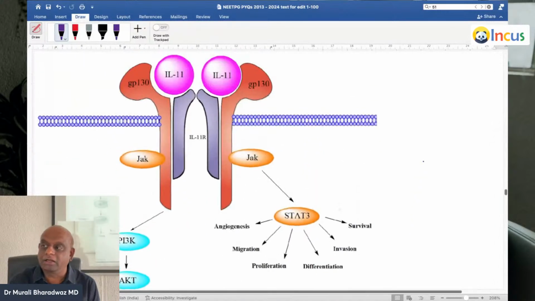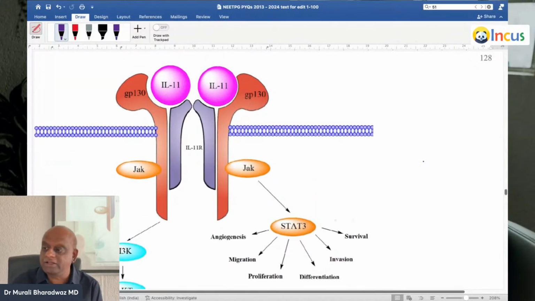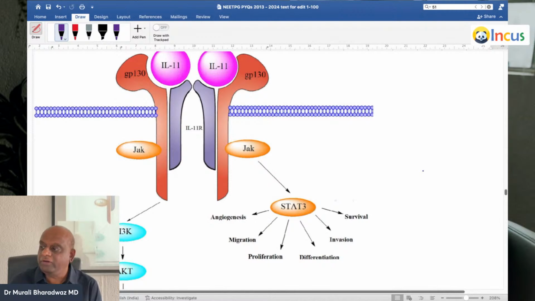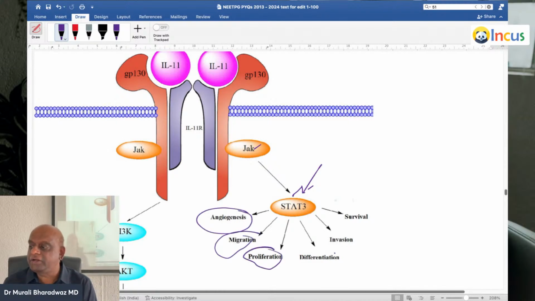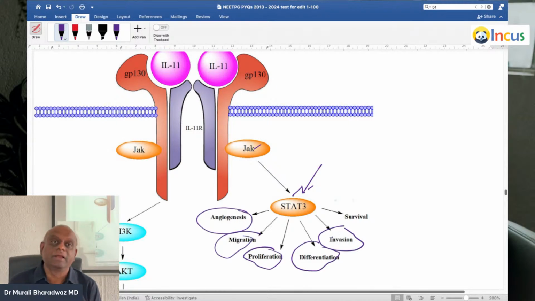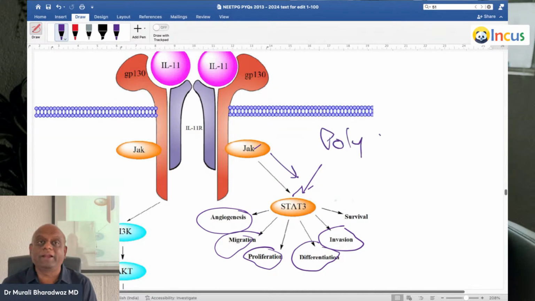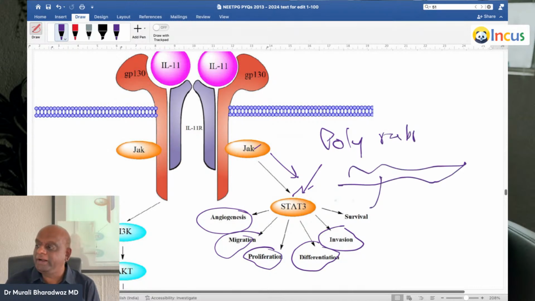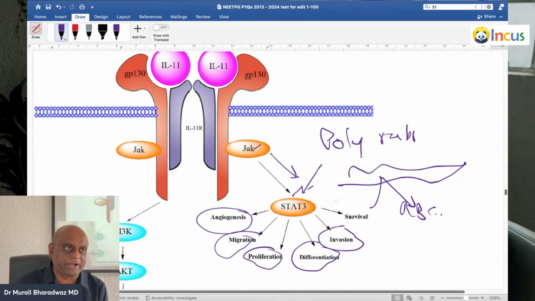Now, if you look at interleukin-11, it has a lot of functions. One of them is to stimulate the JAK-STAT proteins, which are involved in angiogenesis, migration, proliferation, differentiation, invasion, survival. JAK-STAT is also involved in polycythemia rubra vera, where the bone marrow becomes totally independent and starts producing RBCs without the need of erythropoietin.